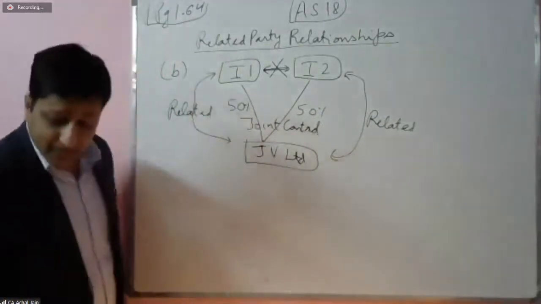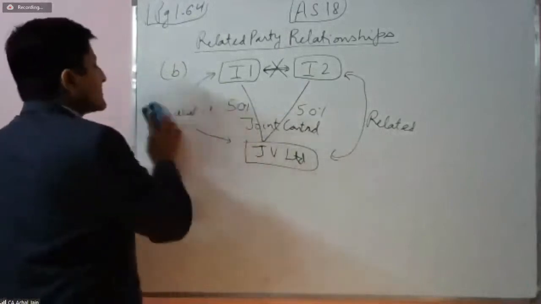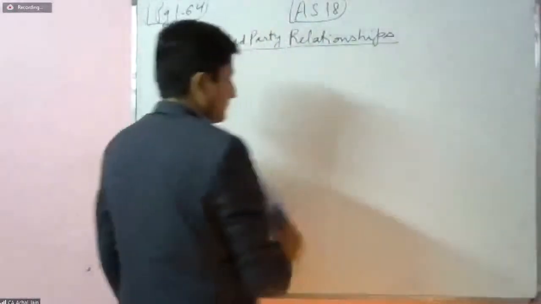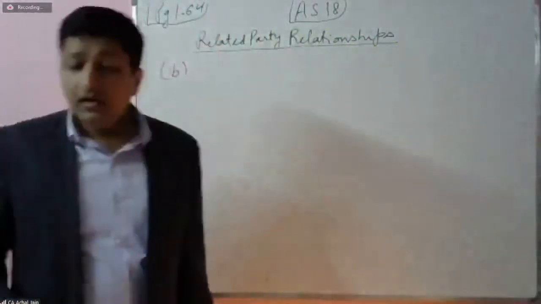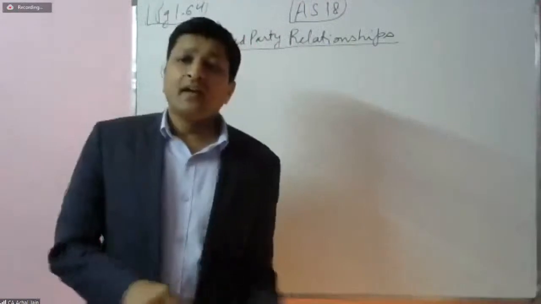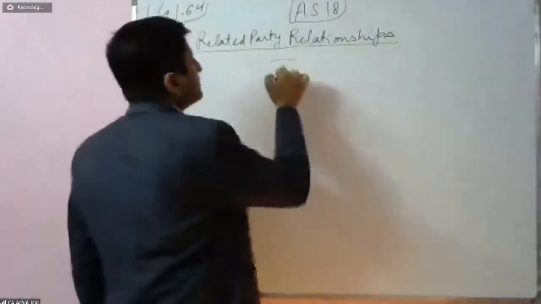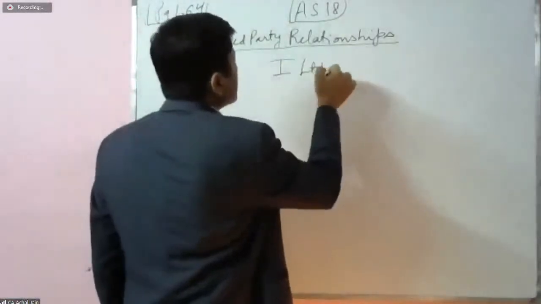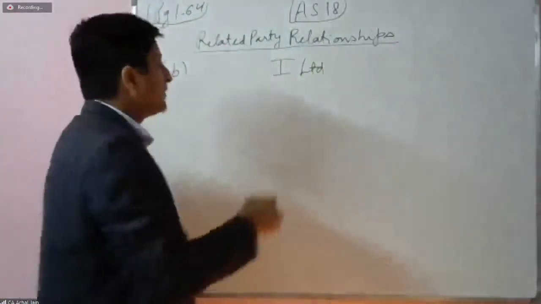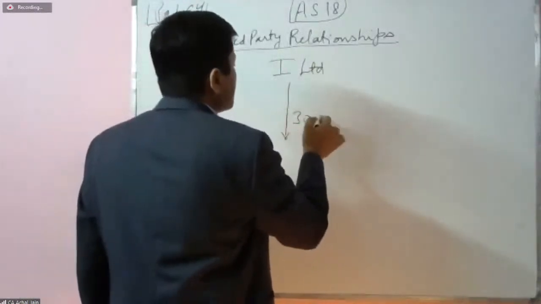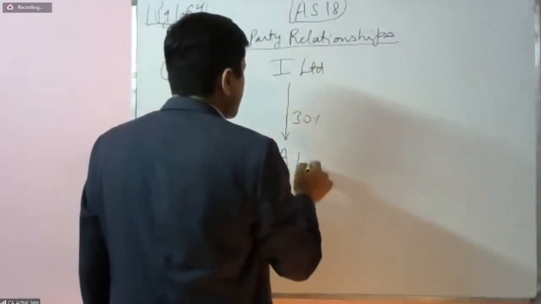Within B, another type of situation is possible. Let's understand that. And that is between the company, or you can say the investor. So there is investor I Limited, which holds 30% shares of A Limited.